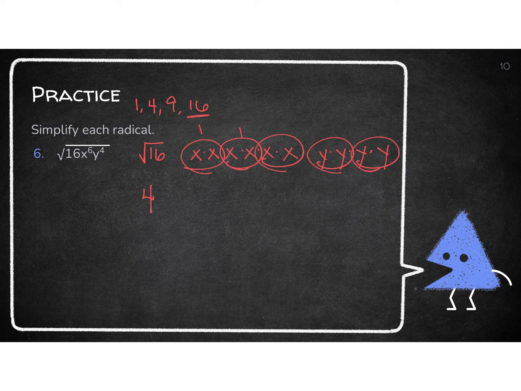So I have 1, 2, 3 pairs of x's, so I'm going to have x to the 3rd. And I don't have anything left over, so I'm not even going to put that square root. And then I have y to the 1, 2, because I have 2 circles of y's. And again, I don't have anything underneath. So my final answer, these are all going to be out front, is just going to be 4x to the 3rd y squared.